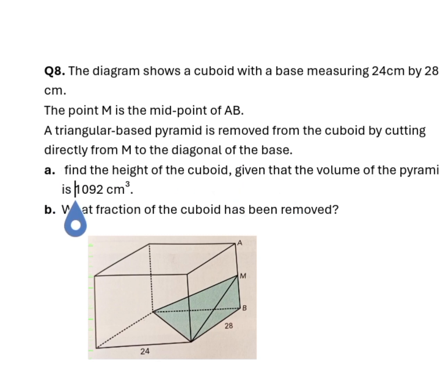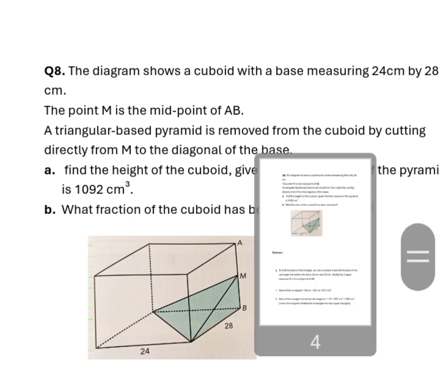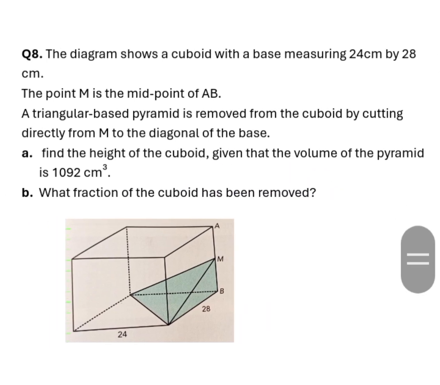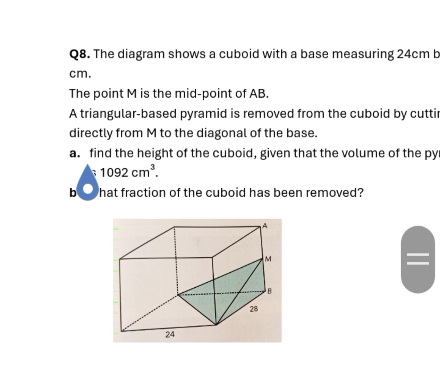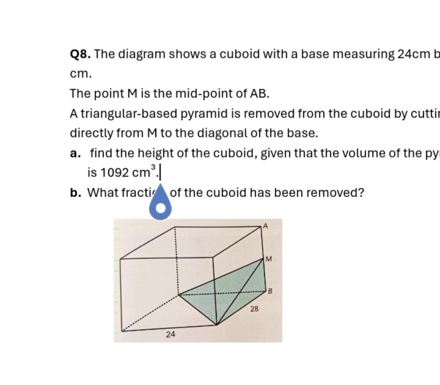Part A. Find the height of the cuboid given that the volume of the pyramid is 1092 centimeter cube. Part B. What fraction of the cuboid has been removed?